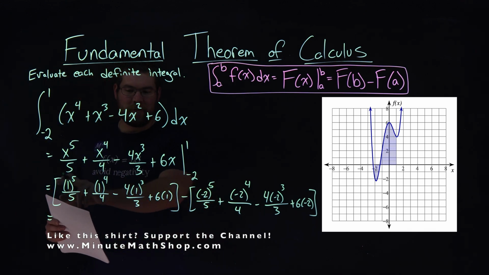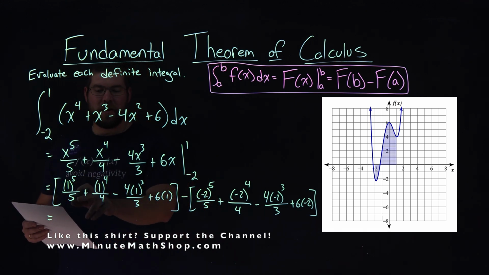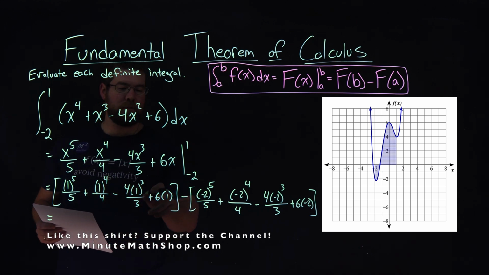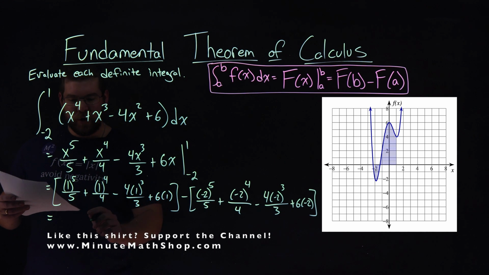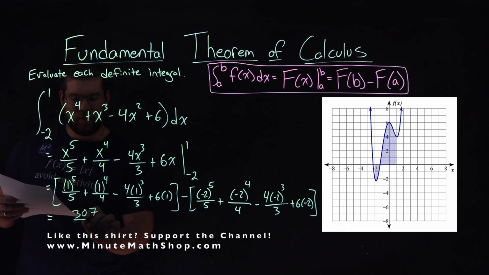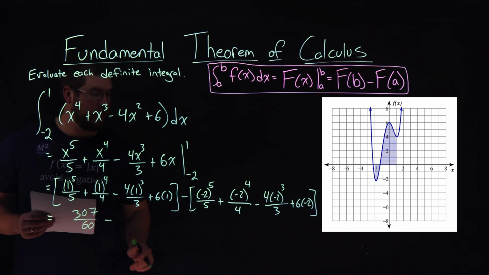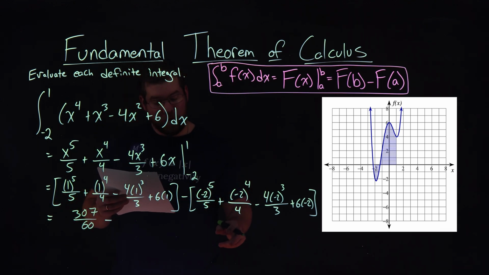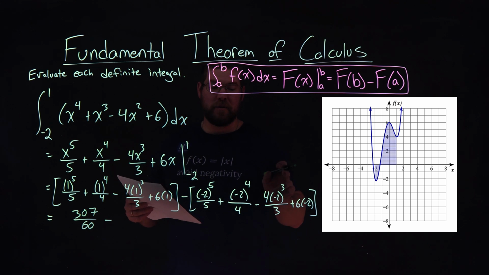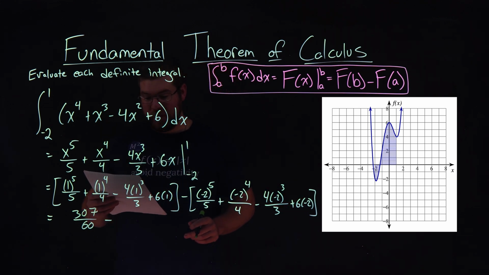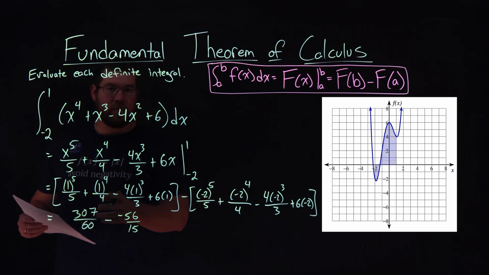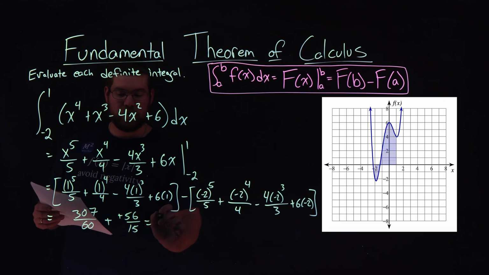Well, I solved this whole part here for you. So 1 to the fifth power over 5, so 1/5, plus 1/4 minus 4/3 plus 6 comes out to be a good old 307 over 60. You're welcome. This right part here, -2 to the fifth power over 5 plus -2 to the fourth power over 4 minus 4 times -2 to the third over 3 plus 6 times -2 comes out to be -56 over 15. Well, subtracting a negative, adding a positive here, you should know that.